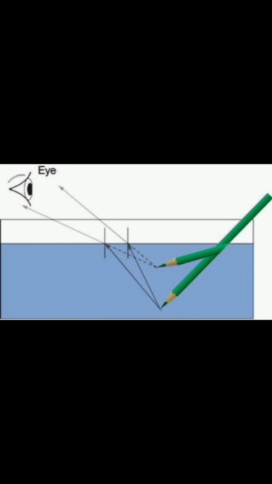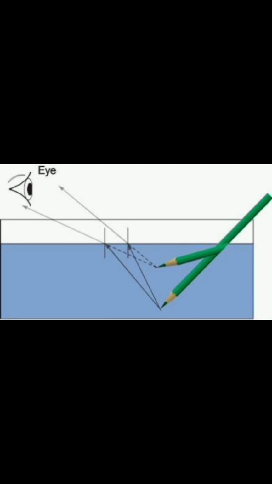That is, the size of the image will be equal to the size of the object. Your image is virtual. Virtual in the sense that it cannot be caught on the screen. Your image is laterally inverted, that is, left will appear as right. And the image is erect and upright.